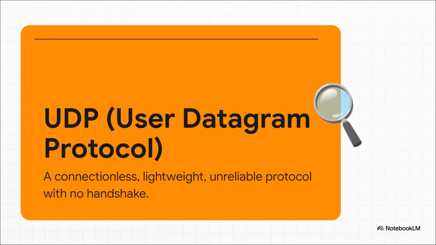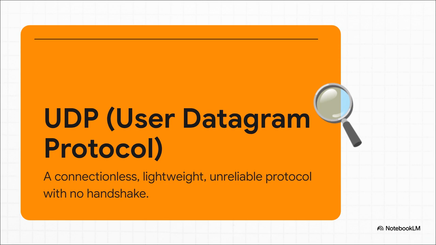But what if you don't need perfect reliability? What if you need speed? Imagine you're on a video call or playing an online game. If one tiny piece of video data gets dropped, you might see a flicker for a millisecond. You probably wouldn't even notice. But a delay, a lag, that's super frustrating. That's where UDP shines. It's a fire and forget protocol. It just sends the data as fast as it can.